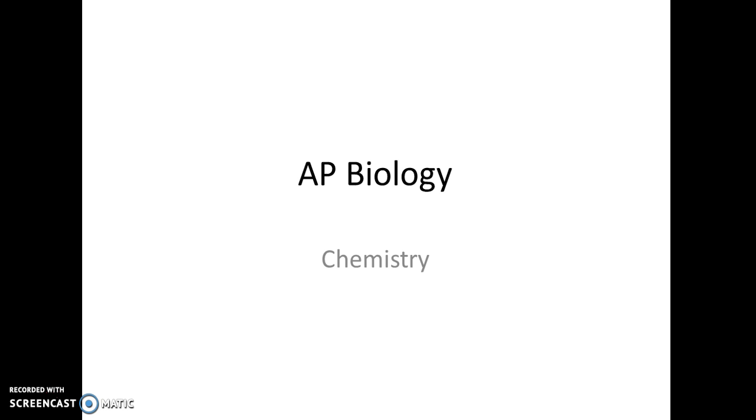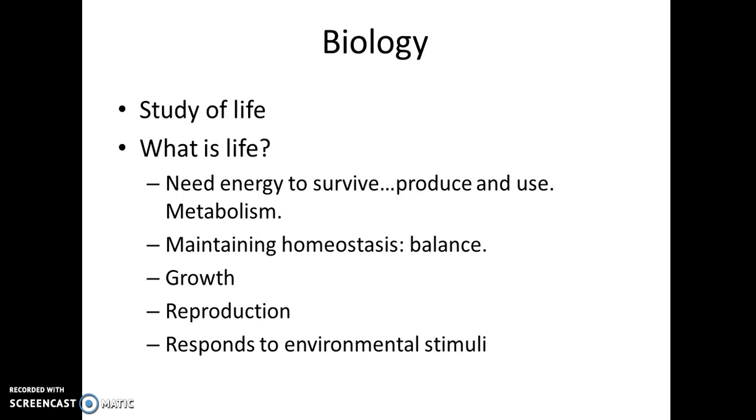So we're going to break chemistry up in a number of different parts. The first part is introduction of what biology is, and of course, it's the study of life. And as you learned in ninth grade, hopefully, what do you need for life? You need energy to survive, reproduce, and use energy. That's called metabolism. You need to maintain a balance. That's homeostasis. You need to grow, reproduce, make another copy of yourself somehow. Respond to environmental stimuli. So those are the five main characteristics of life.